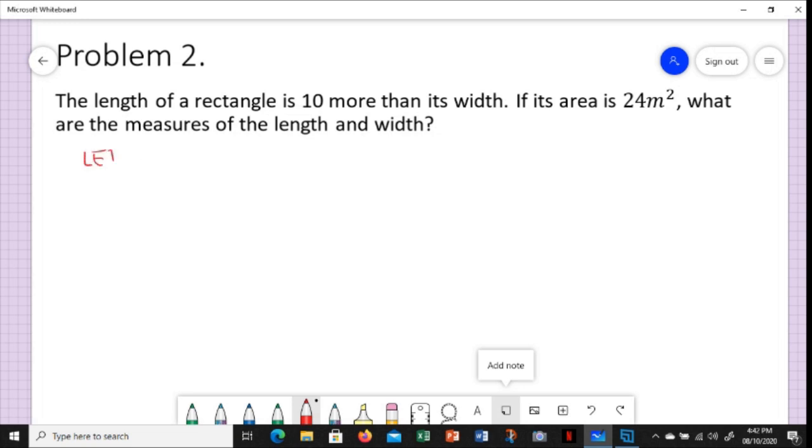So, let x be your width. Now, let's go back again with the given. The length of a rectangle is 10 more than its width. Now, for the length, it says that it is 10 more than its width. So that is x plus 10. So we are asked to solve for the length and width.